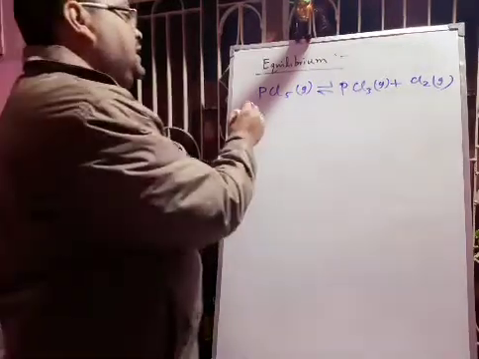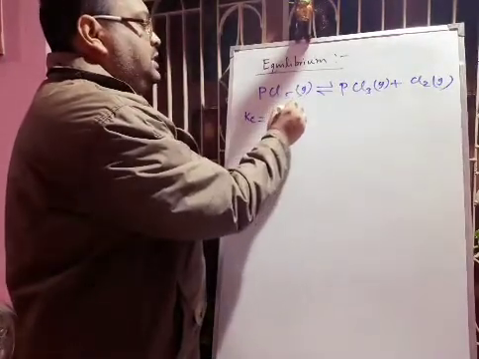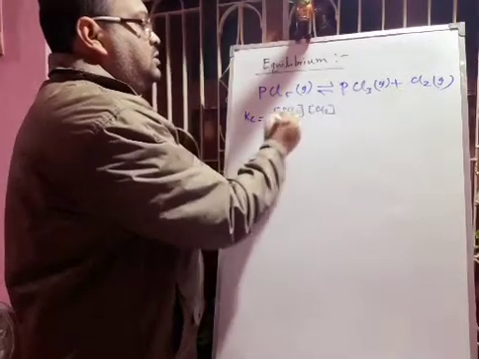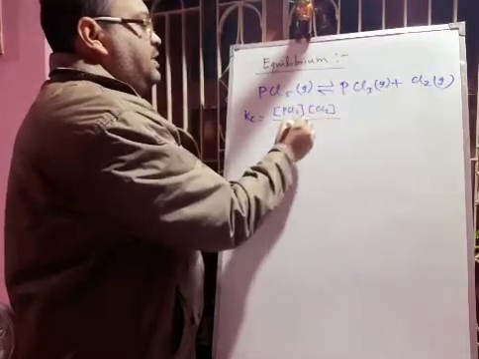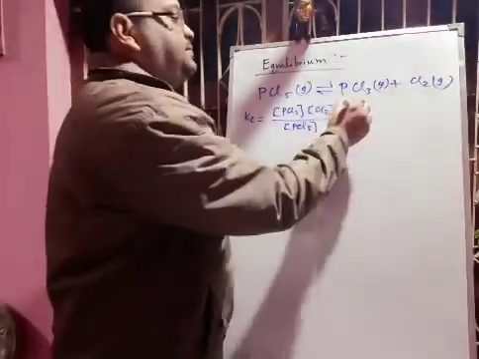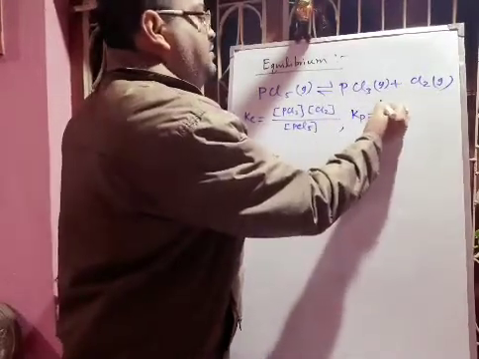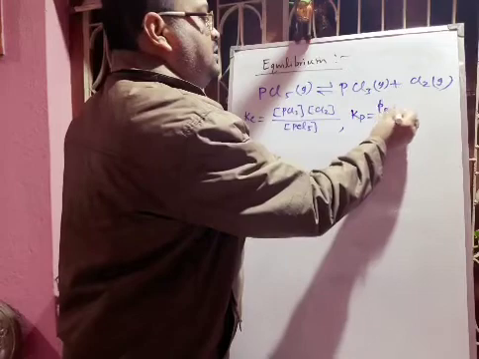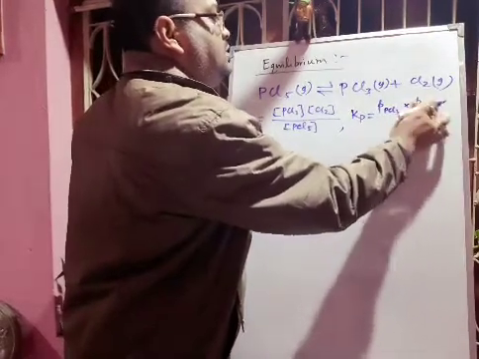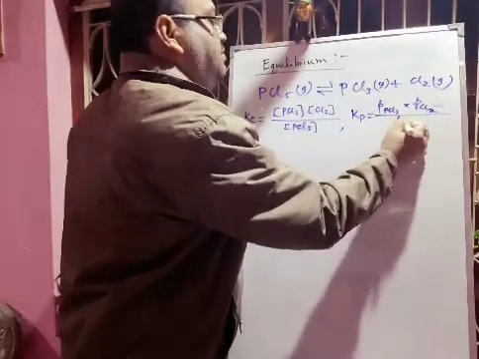Then we can write here Kc is equal to concentration of PCl3, concentration of Cl2 by concentration of PCl5. And if we write Kp, Kp will be equal to partial pressure of PCl3 into partial pressure of Cl2 divided by partial pressure of PCl5.